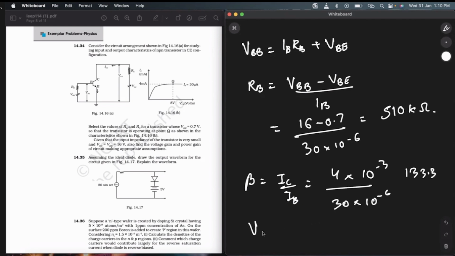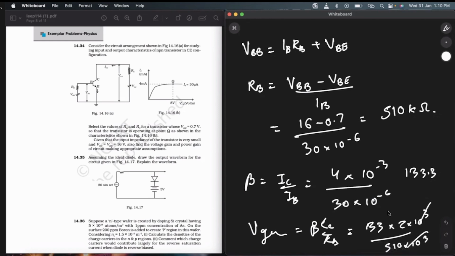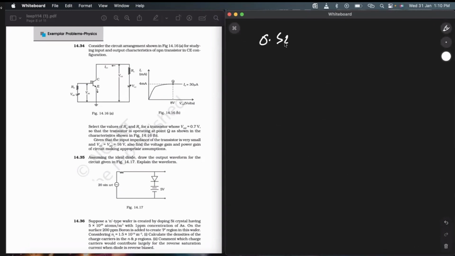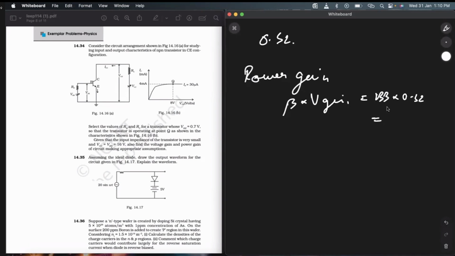So voltage gain is beta RC by RB. So it is 133 into 2 into 10 to the power of 3 divided by 510 into 10 to the power of 3. 133 into 2 is 266, divided by 510. So the voltage gain beta RC by RB will be 0.52. And now power gain is beta times voltage gain. It will be 133 into 0.52. It is nothing but 16. Alright.